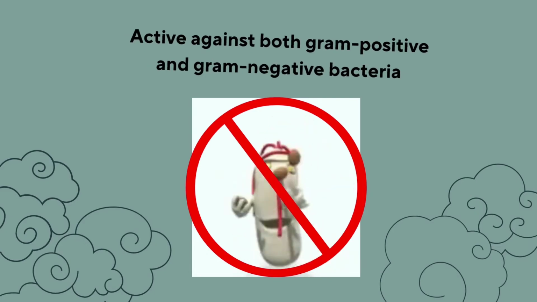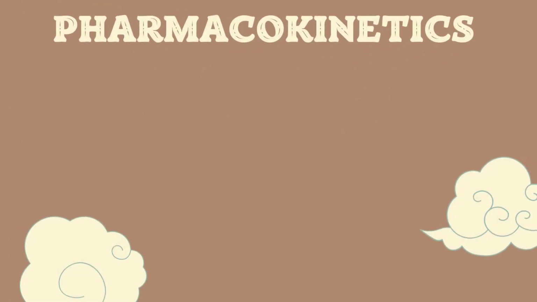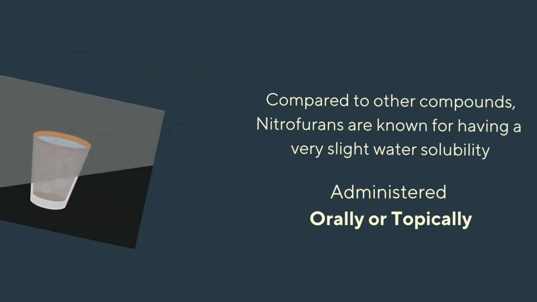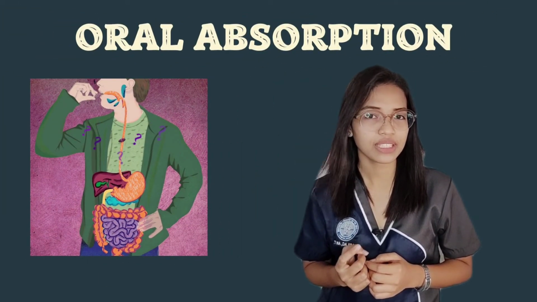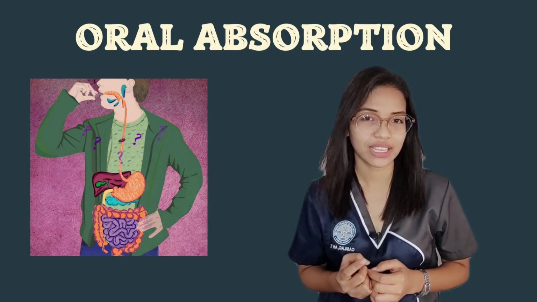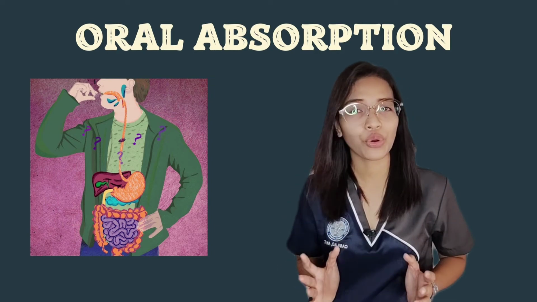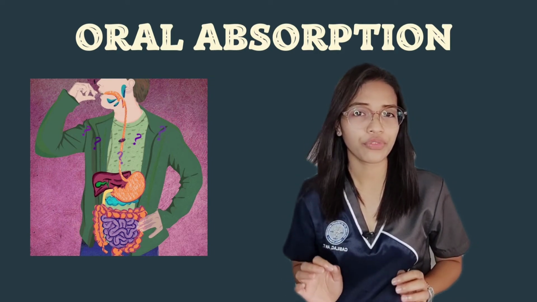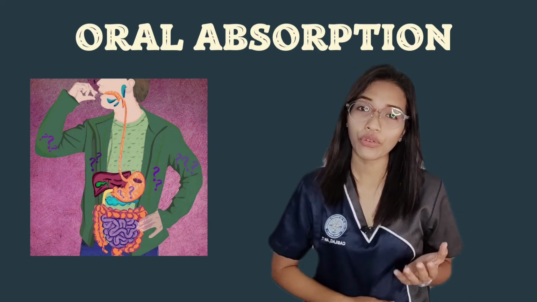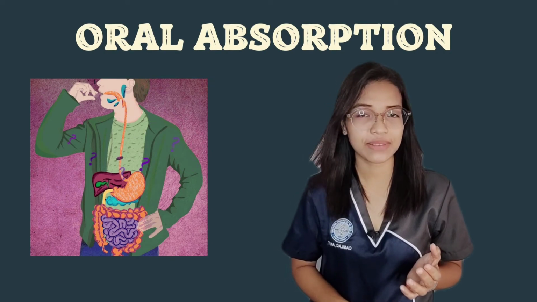After learning what nitrofurans are, we will move on and discuss the drug's movement through the body. Compared to other compounds, nitrofurans are known for having a very slight water solubility. How we administer it can be orally or topically. As for oral absorption, it is enhanced when administered with feed and is widely distributed throughout the body but in low concentrations. Nevertheless, some are not absorbed at all in the GI tract and are so swiftly removed that they reach inhibitory concentrations only in the urine. Moreover, no nitrofuran is effective systemically.